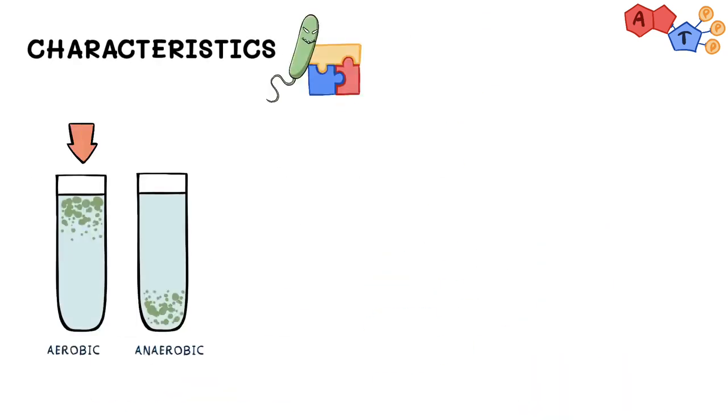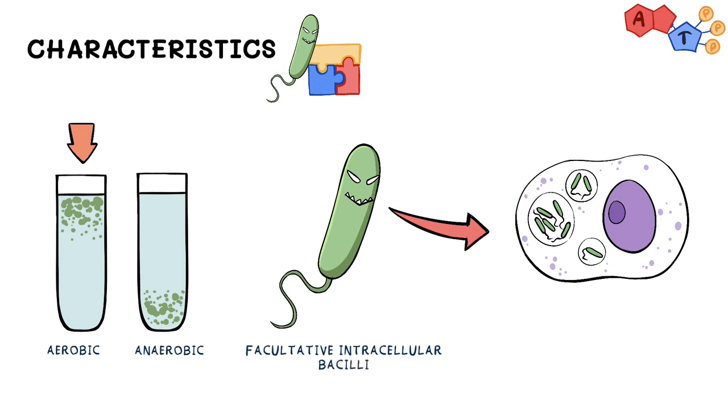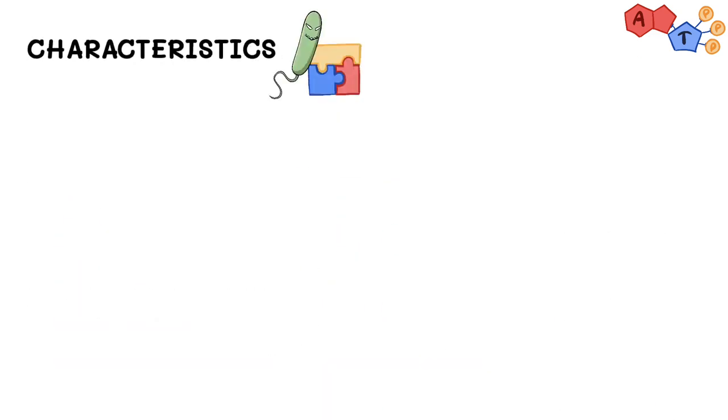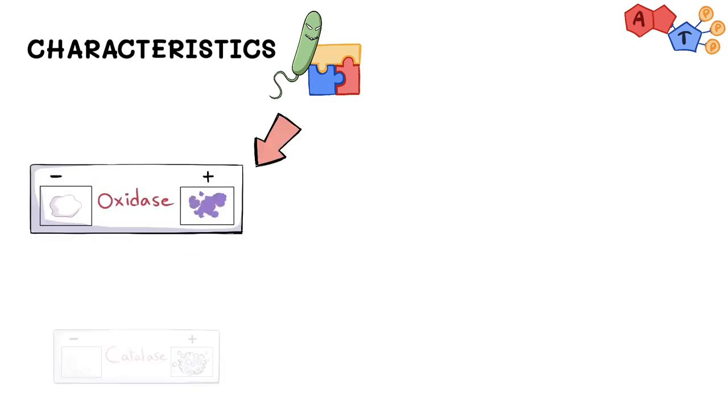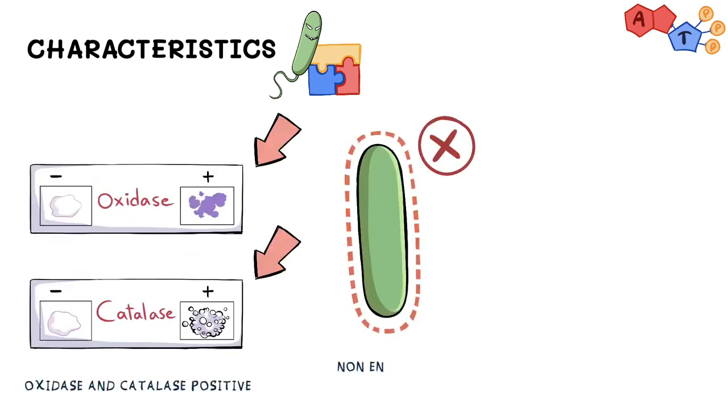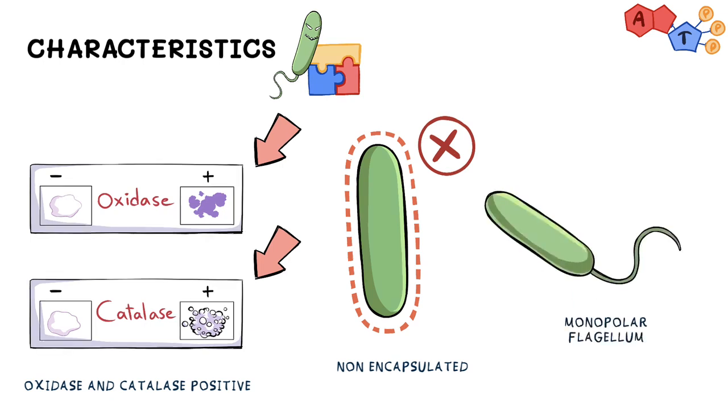Legionella is an aerobic facultative intracellular bacilli. Facultative intracellular, if you remember, means it can grow inside and outside the host cells. Legionella pneumophila is also oxidase and catalase positive, non-encapsulated, so it doesn't have a capsule, and has a monopolar flagellum.